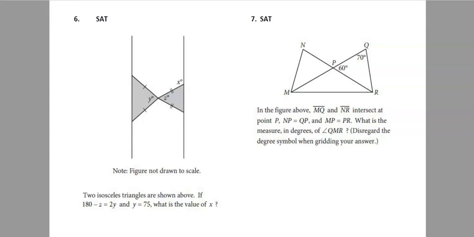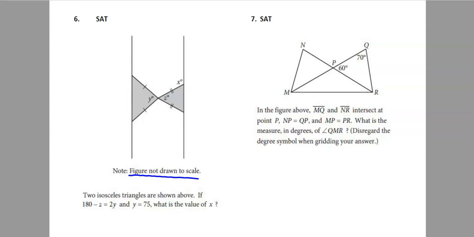So let's kind of see what we got going here. Looks like I have a couple of isosceles triangles. It says, note, figure is not drawn to scale. So down below it says, two isosceles triangles are shown above. If 180 minus z equals 2y, and y equals 75, what is the value of x?